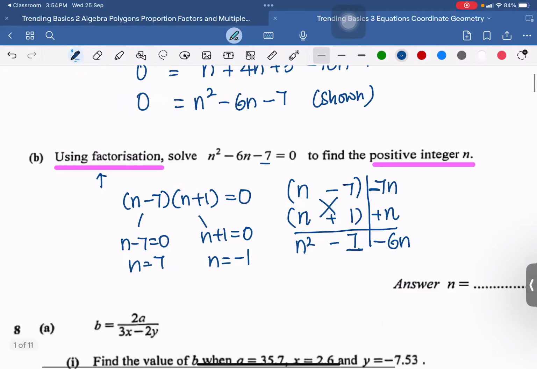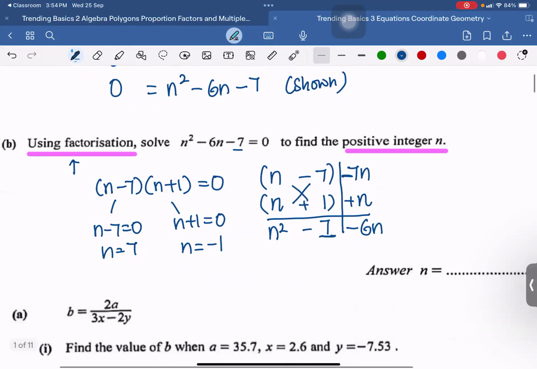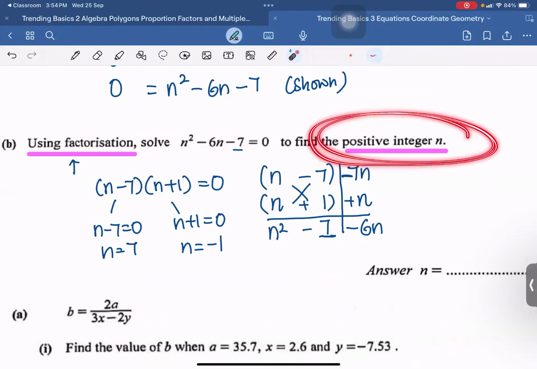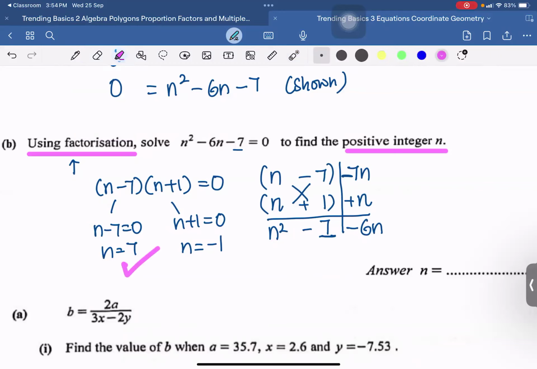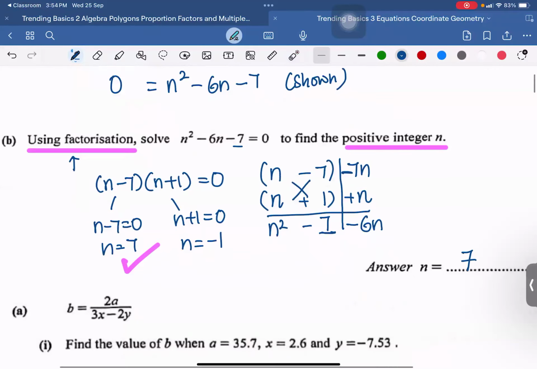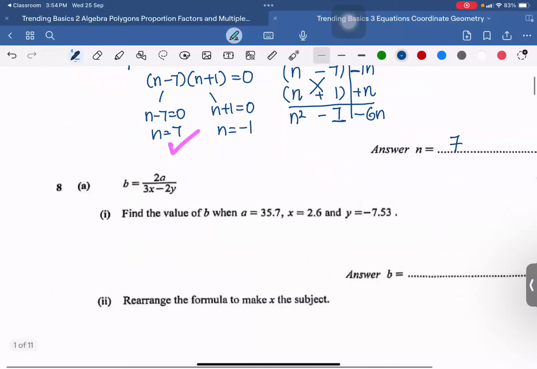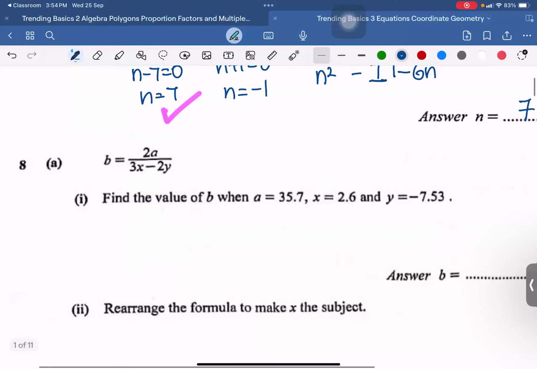Then how do I know which answer I am going to use? The question says positive integer. So in this case, this one is the answer. Answer is 7. Is it okay? This one can? Do not use formula. Okay, good. Next one, find the value of B when A equals so on and so forth.